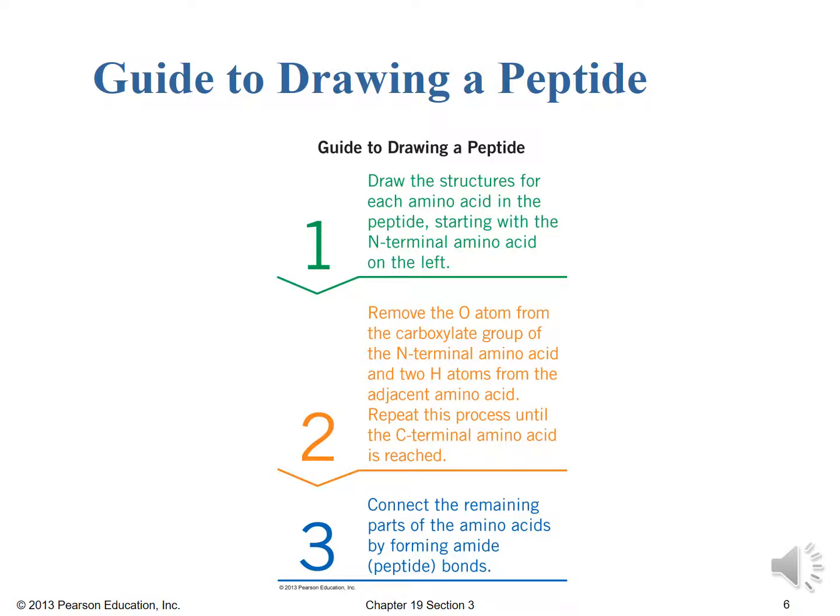So you'd repeat the process until you get to the C-terminal amino acid, and then finally connect the remaining parts of the amino acids by forming those amide or peptide bonds.